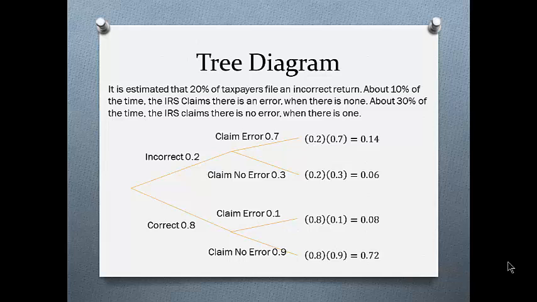As we set up these diagrams, I want you to notice something. Each pair adds to 1. 0.2 and 0.8, that adds to 1. 0.7 and 0.3, that adds to 1. 0.1 and 0.9, that adds to 1. Each pair adds to 1 because they're complements. Also, our final probabilities, if you add them up, will also add to 1. 14 plus 6 is 20, plus 8 is 28, plus 72 is 1.0.